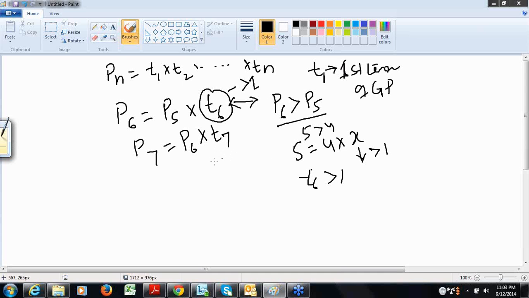Now the second equation is P7 is equal to P6 into T7, and P7 is less than P6. So what will it imply? It will imply that T7 has to be less than 1. Everybody is clear? T6 is greater than 1 and T7 is less than 1.